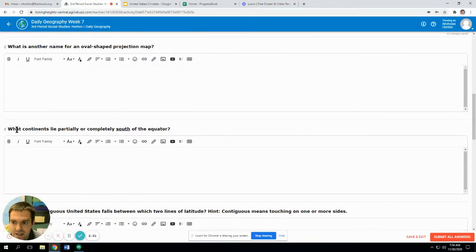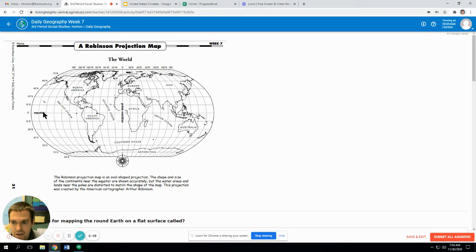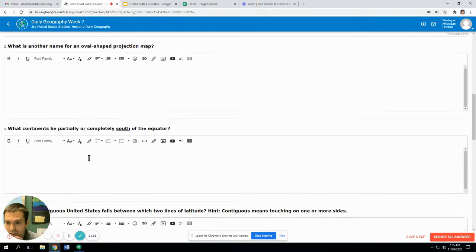Alrighty. Number 3 says, what continents lie partially or completely south of the equator? So we come back up to our map here. We find the equator, which is 0 degrees latitude, right in the middle. There are going to be 4 answers for this one. We're looking for 4 continents that are partially south, so they have a little bit of land underneath the equator, or they're complete, where their whole entire land is located below the equator. So you should have 4 answers for that third question.